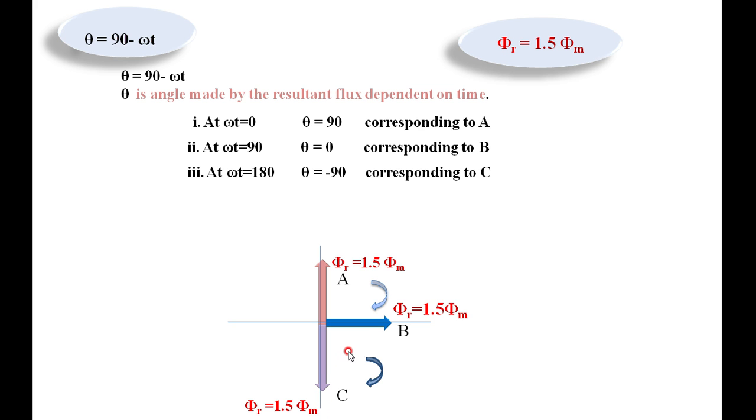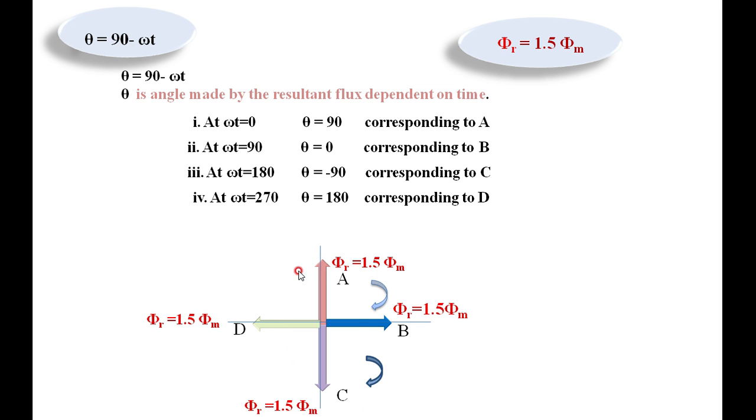Now further I take omega t equal to 270, then I get theta equal to 180 degrees. Therefore the resultant is 1.5 phi m. That is, it is moving from point C to D. Now the cycle repeats, which means a rotating flux is continuously produced here with the same magnitude of 1.5 phi m. This is how we have to explain that a rotating magnetic field is produced in a three-phase induction motor when a three-phase supply is given to the stator winding.